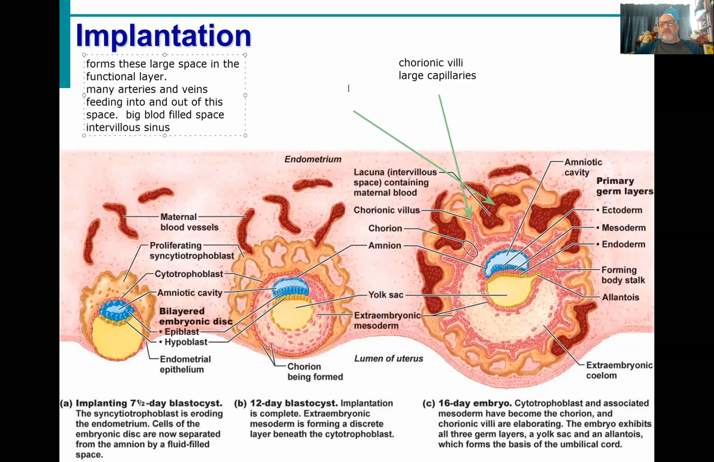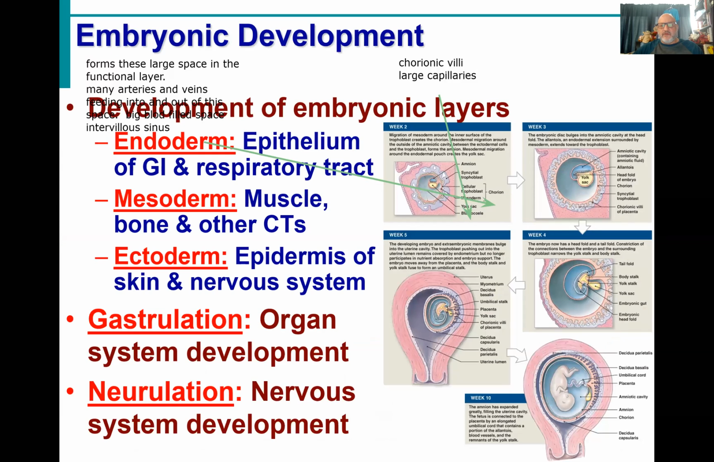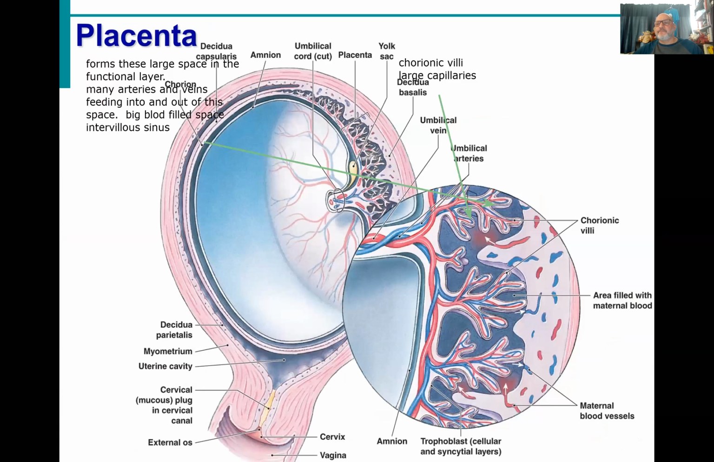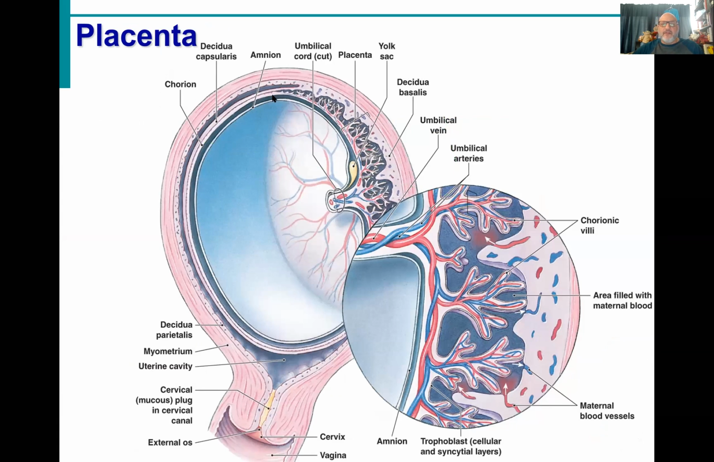Notice in this location, what happens is the blood, and I think I actually have one more picture, so let's switch to the next picture. Here we go. Here, this structure basically becomes the placenta. Notice here we have those chorionic villi containing the capillaries. We have all the maternal arteries feeding blood into and veins drawing blood out of this blood-filled space. And again, this blood-filled space is known as that intervillous sinus. So let's write that.